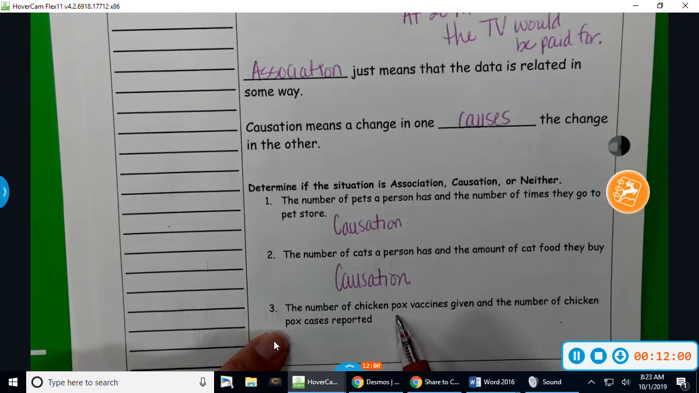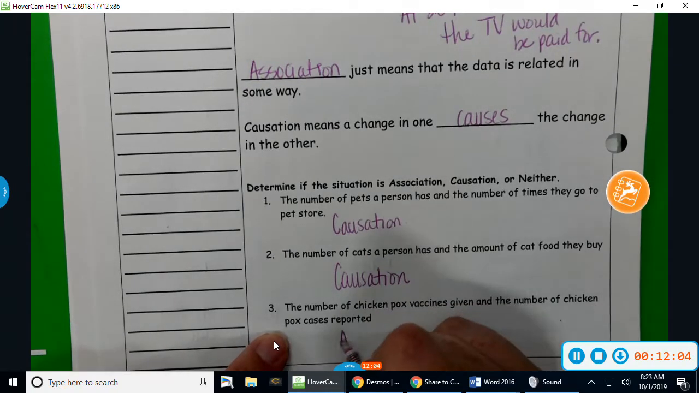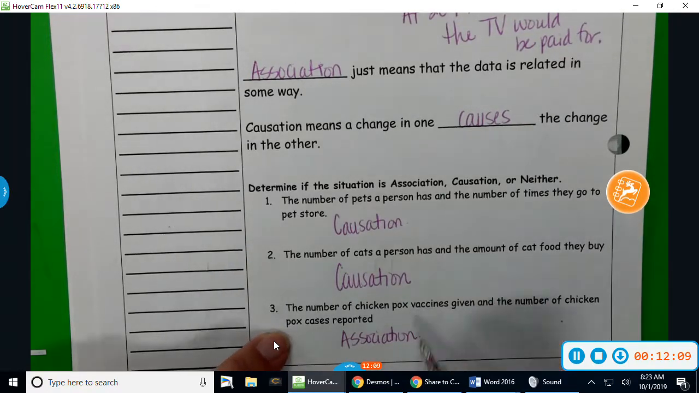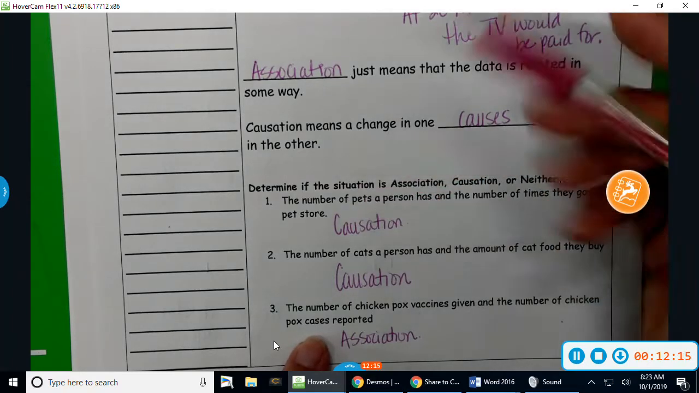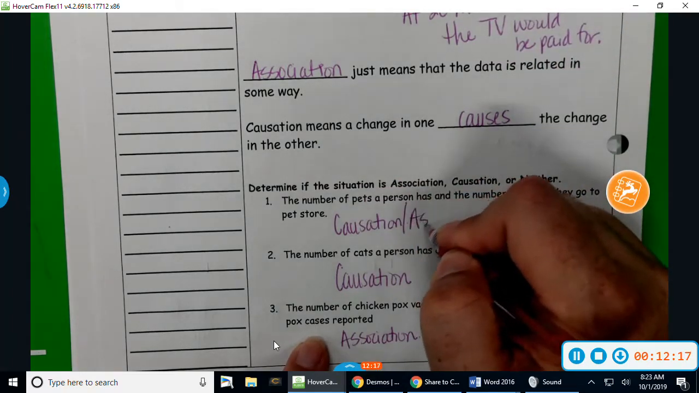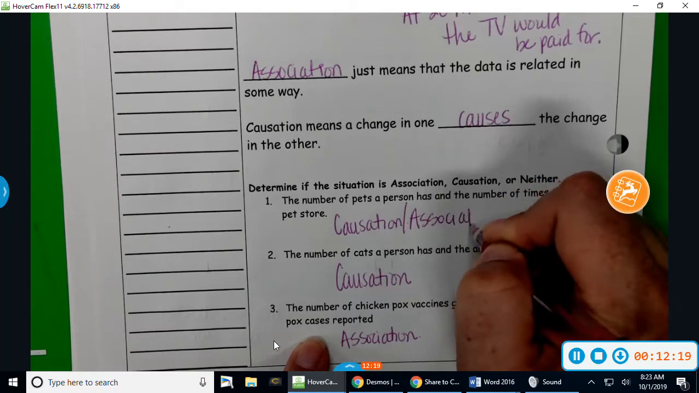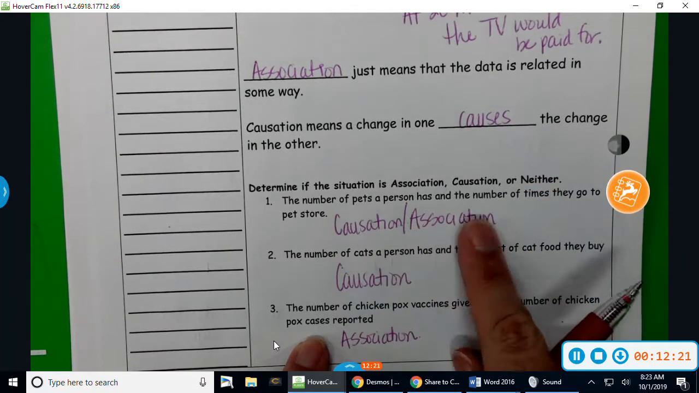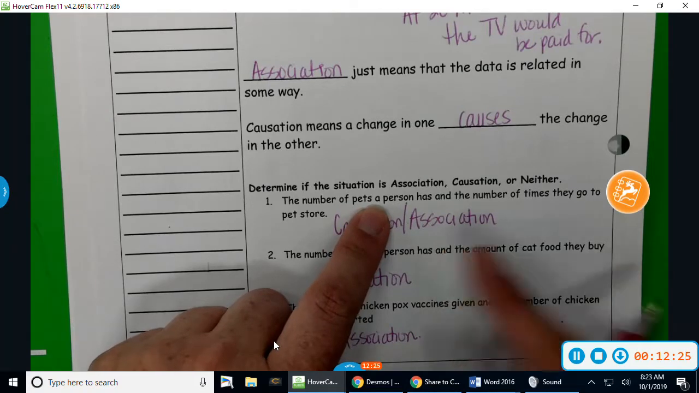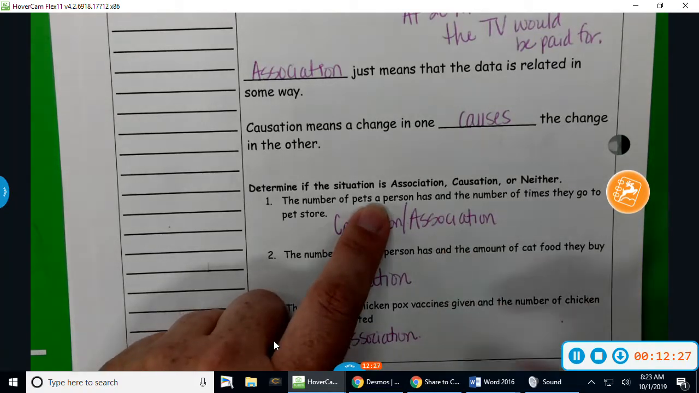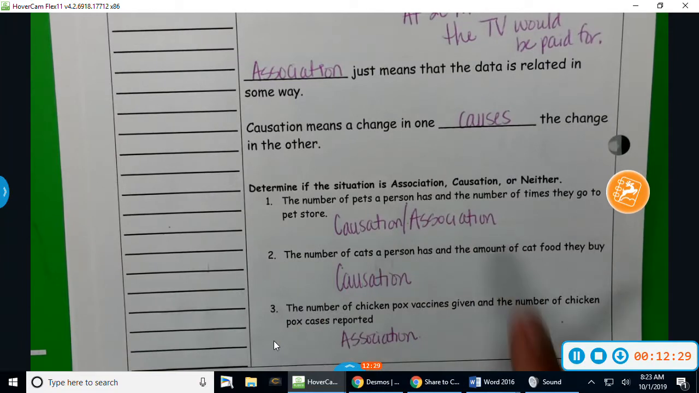Does the vaccine actually cause the case to be reported? No. So this is going to be association, because the vaccines do not cause the cases to be reported. Okay. Now up here, this could be either causation or association, because what if I have a bunch of pets, however, I don't feed my pets, I don't take care of them? So this could be either one. I would take either on that.